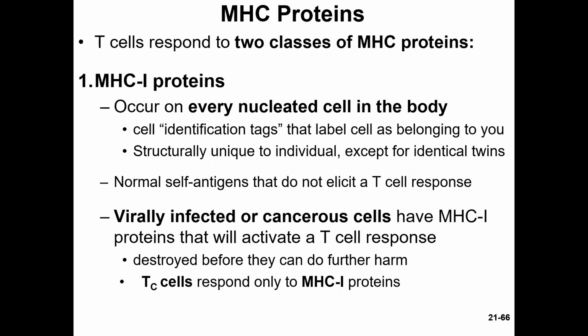T cells respond to two classes of MHC proteins. MHC1 proteins occur on every nucleated cell in the body. They are cell identification tags that label the cell as belonging to you. They're structurally unique to the individual except for identical twins. Normal self-antigens do not elicit a T cell response. Virally infected or cancerous cells have MHC1 proteins that will activate a T cell response. These will be destroyed before they can do further harm. TC cells respond only to the MHC1 proteins.